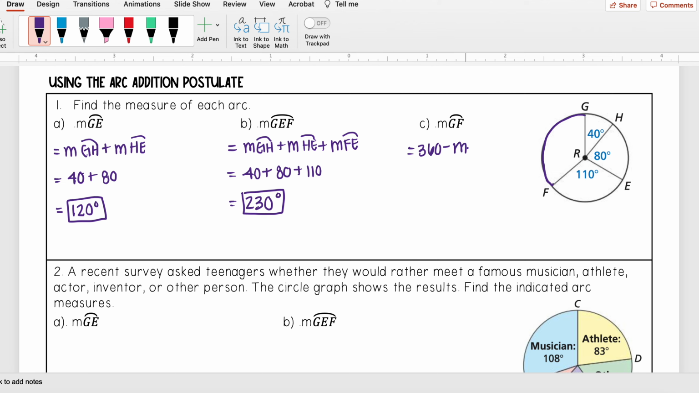So the measure of GEF. Well, the measure of GEF we just found to be 230. So it's going to be 360 minus 230. And when I subtract those, I get 130 degrees.